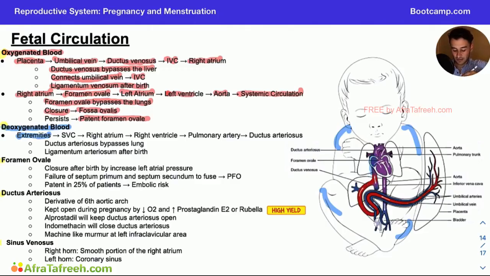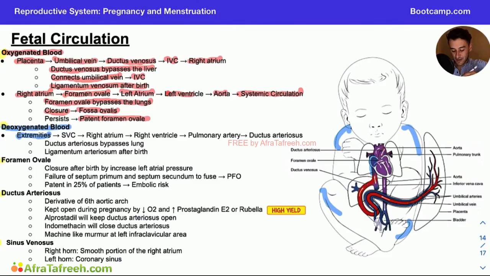And then once they're in the right atrium, they go to the right ventricle, and then from the right ventricle, you would expect them to pump up through the pulmonary arteries. However, we want to avoid the lungs. So instead of going all the way through the pulmonary arteries and into the lungs, we have this abnormal connection between the pulmonary arteries and the aorta, and this is called the ductus arteriosus.